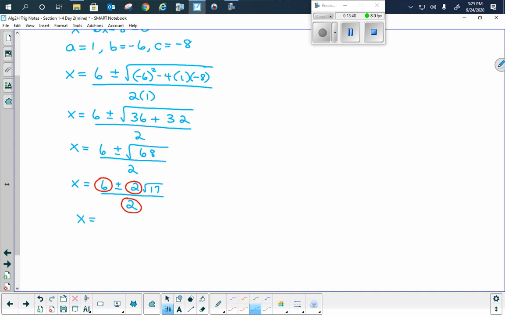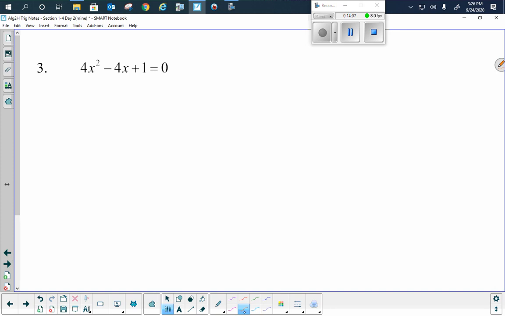So 6 divided by 2 is 3, plus or minus. We don't ever write a 1 in front of a root, nor do we ever write over 1. Okay. Now, based on our discriminant being positive up above, do we have 2 distinct answers? Yeah, 3 minus root 17 and 3 plus root 17. So I am happy with that result.